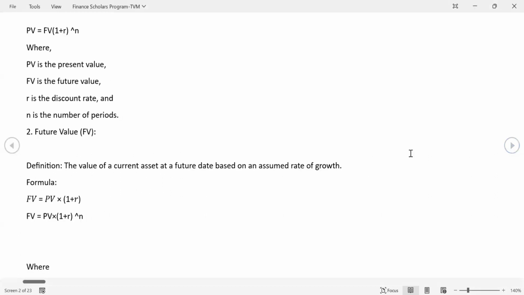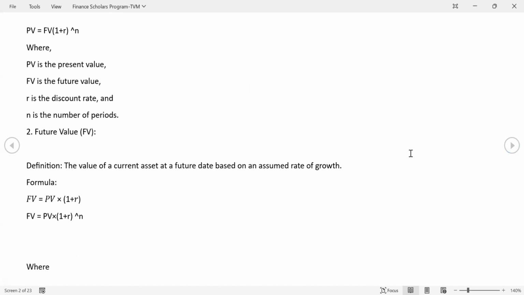So, just like I said, present value is the future value over 1 plus r raised to the power n, where PV is the present value, FV is the future value, r is the discount rate, and n is the number of periods. Okay.